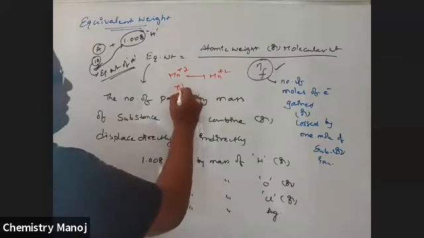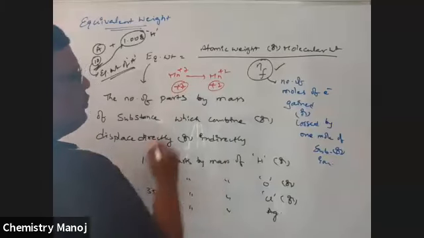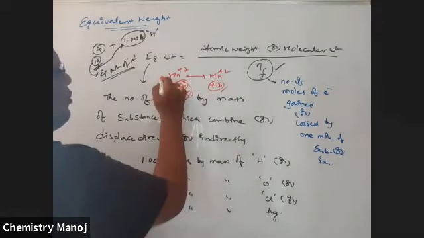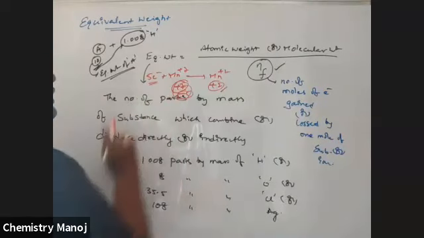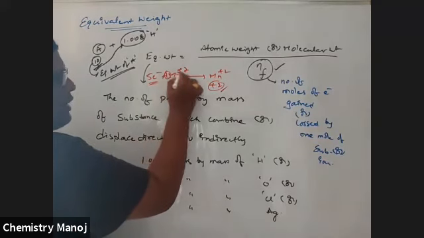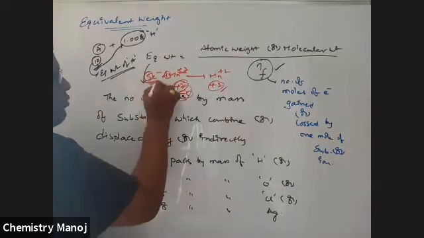It is plus 7 and plus 2, so minus 5 is added. Minus 5 plus 7 gives plus 2. Now it is balanced. Here 5 electrons are added on the left side. That means 1 mole of Mn plus 7 requires 5 moles of electrons.